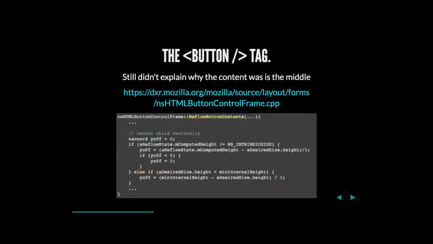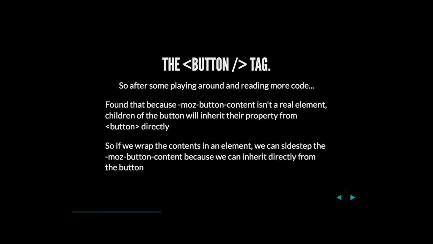How am I going to get my button to look like a link? So I played around for a bit more, looked through some more code, and I found out that the button content element that's there, it's not even a real element. And so if you put your children inside the button element, you can inherit the styles from the button itself and skip over this element. So that got me thinking, what if we wrap the content in another element? And then we can skip over this content thing and be done with it.